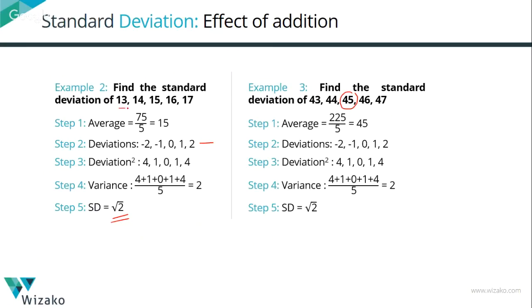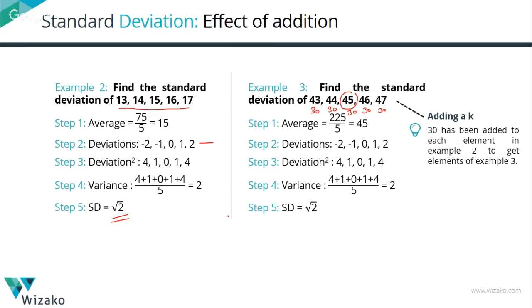Look at this. All these numbers, 13, 14, 15, 16, 17. Compare it with 43. 43 is a 30 more than 13. 44 is a 30 more than 14. Each of the elements in set 2 is obtained by adding a 30 to the elements in the first set. Did we see any change in the standard deviation? Absolutely not. Because the standard deviation essentially measures the relative distance between these numbers. 13, 14, 15, 16, 17 or 43, 44, 45, 46, 47. Their relative distances have not changed at all. Therefore, the standard deviation is not going to change.